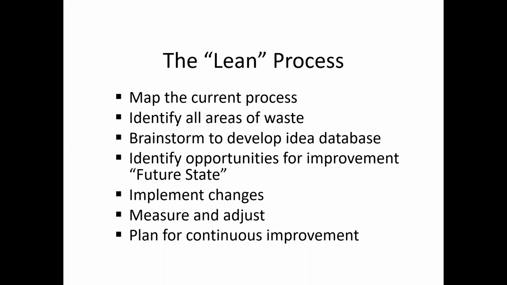The process is we want to map our current process. That's what we're in the process of building right now. We want to identify all areas of waste, and there are 8 specific wastes that we're going to be trying to identify. We're going to brainstorm to develop some ideas, a parking lot, if you will. We're going to identify opportunities for improvement, the future state, what we want it to look like. If we had to start over, what would it look like? I want to implement changes, measure and adjust, and plan for continuous improvement. In other words, A3s that can go on the board that you guys are getting really good at.